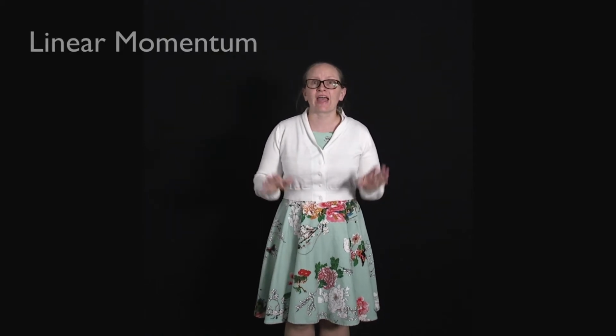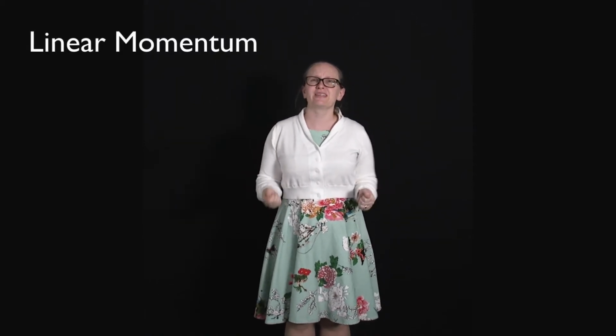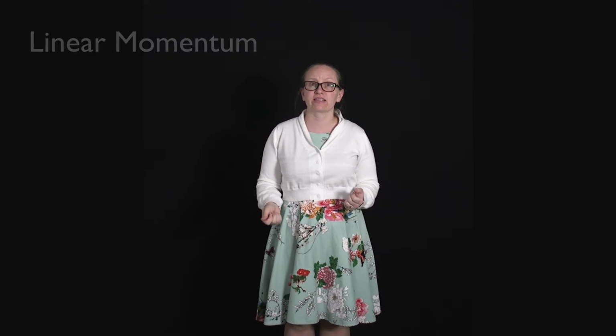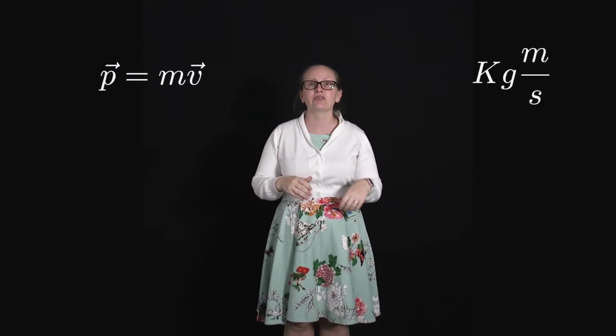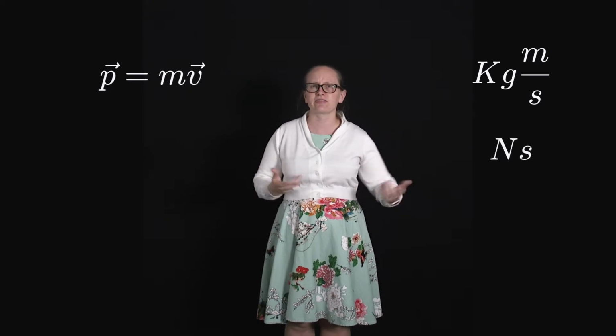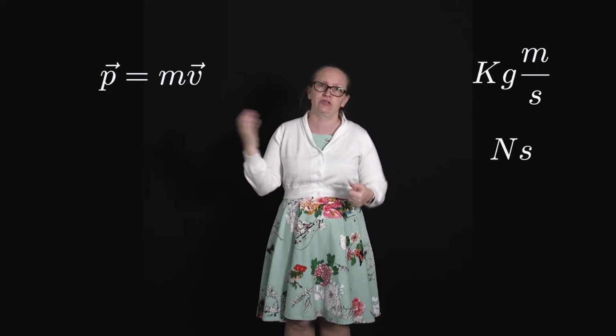So we're now going to look at linear momentum, what it is and how we can calculate it. The linear momentum is given the symbol P. It is a vector, and it is given by the mass times the velocity. So we can write P is equal to mv. The units for linear momentum are kilogram meters per second or Newton seconds. Either of these is equally fine. Newton seconds is a little bit faster to write.